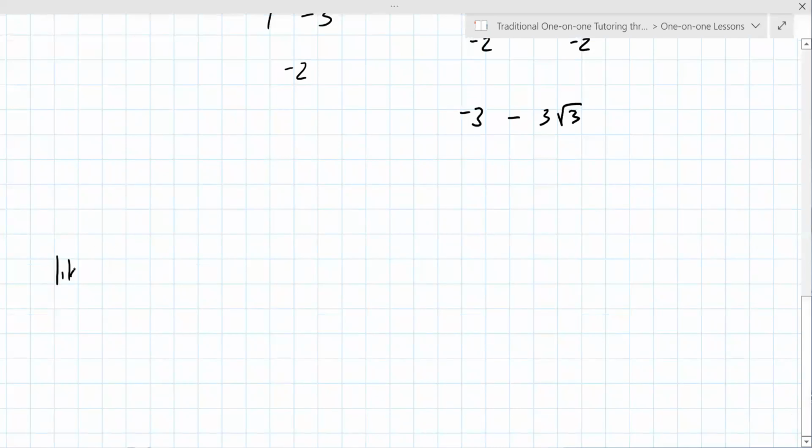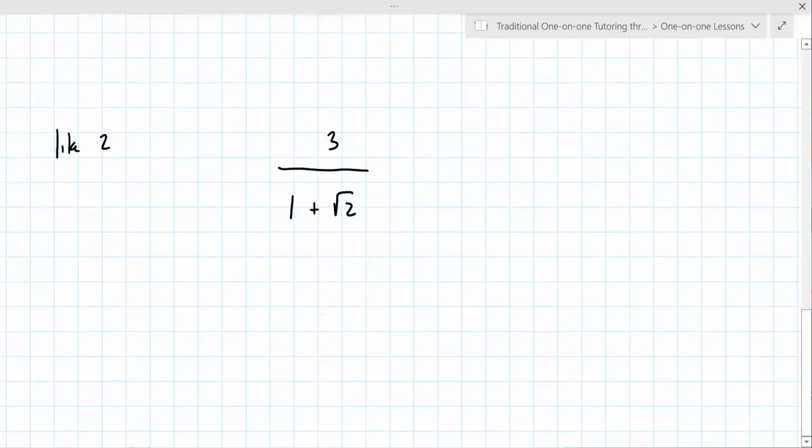So let's go 3 over 1 plus square root of 2 this time. So again, the idea is the conjugate is 1 minus the square root of 2, 1 minus the square root of 2, like that. Is that okay? That conjugate part? Yes. All right.